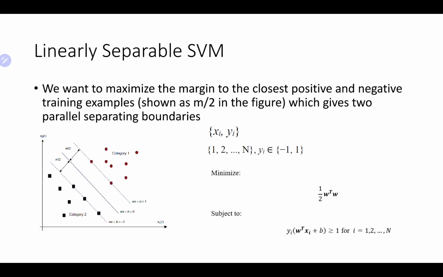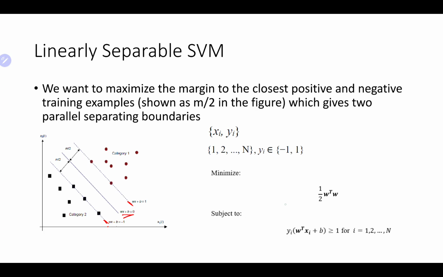So let's look at the first scenario here, the linearly separable SVM. We want to maximize the margin to the closest positive and negative training samples. So these are the positive and negative examples you see in the different colors. And then we want to find these parallel separating boundaries, so these 2 lines here. These 2 lines are defined by WX plus B equal to 1, that's the upper line here, and WX plus B equal to -1. And the one in the middle is WX plus B equal to 0.